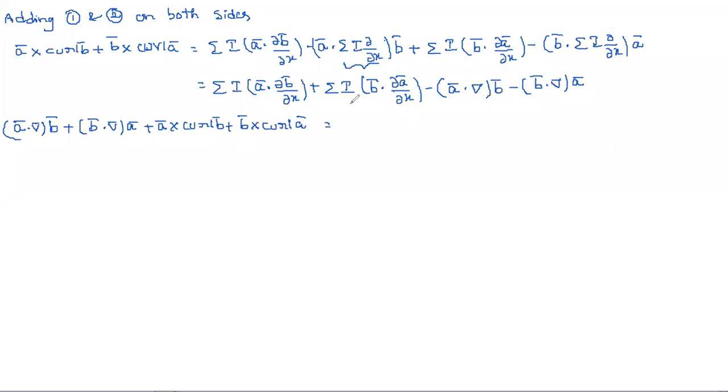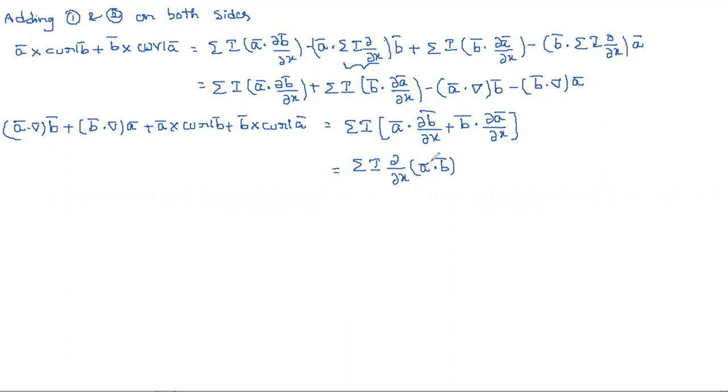Coming to these two terms, which one is the common one? We can write summation i is the common one. And what about the remaining? There we have a bar dot dou b bar by dou x plus b bar dot dou a bar by dou x, equal to summation i into. How can we write this? Is there any formula? This is in the form of u v dash plus v u dash. It means simply we can write dou by dou x of a bar dot b bar. Can we write this or not?